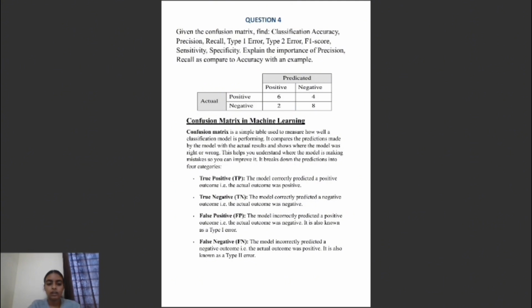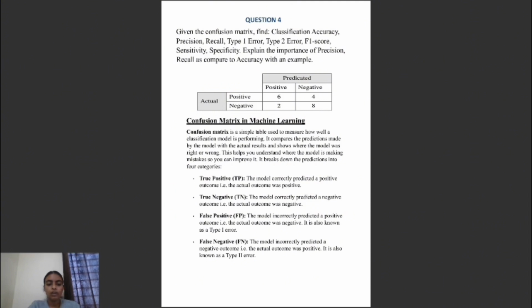To understand these matrices, we first need to understand the concept of confusion matrix. A confusion matrix is a simple table used to measure how well a classification model is performing. It compares the model's predictions with the actual outcomes and shows where the model was right or wrong. It divides predictions into four categories.